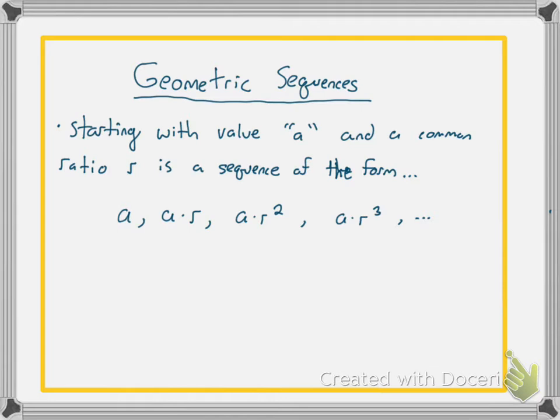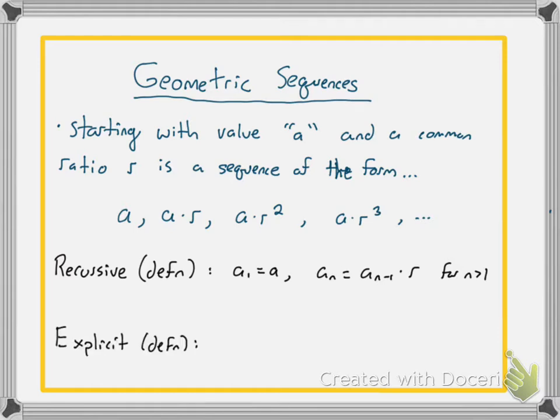And again, we can make a recursive and an explicit definition for a geometric sequence. A recursive definition would look like this. We start with our first term, a1 equals a, and then our nth term is our previous term, a n minus 1, times our common ratio r. An explicit definition would look something like this. Our nth term a n would be a1 times r to the n minus 1 power.